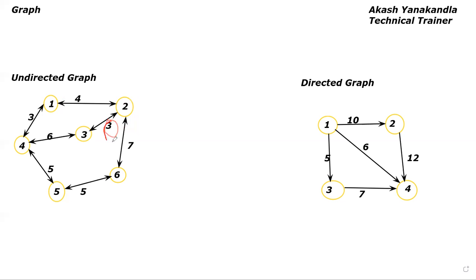So here this 3 is also known as edge. It's also known as length. Now here the distance between 2 and 6. It means anyone can travel from 2 to 6 and from 6 to 2, vice versa. And the length for that is 7.